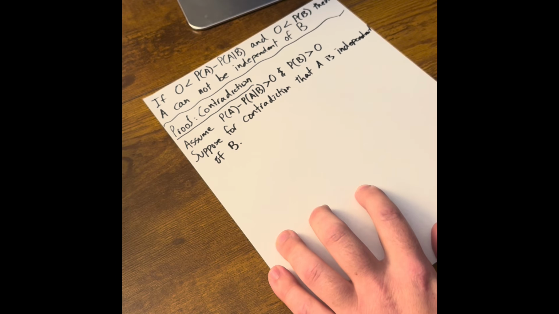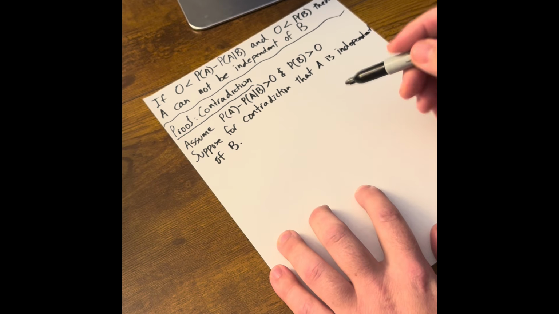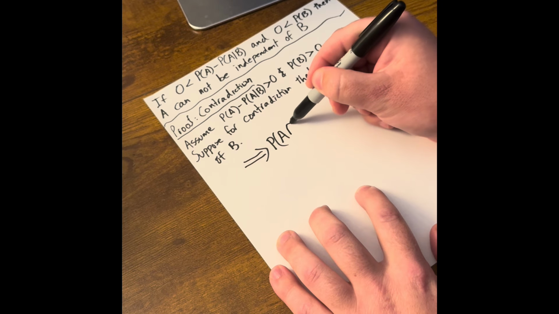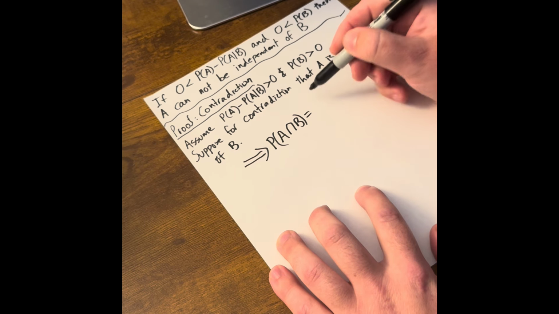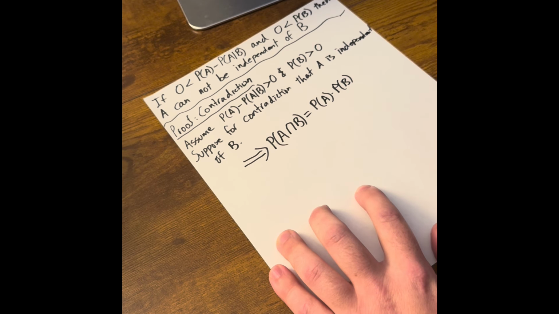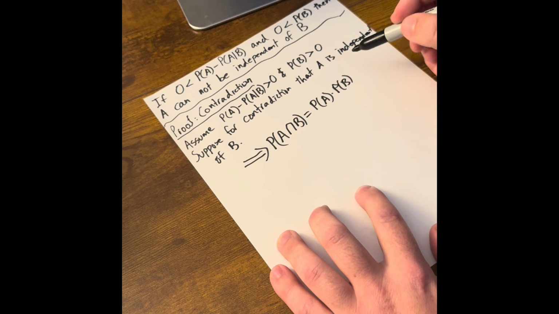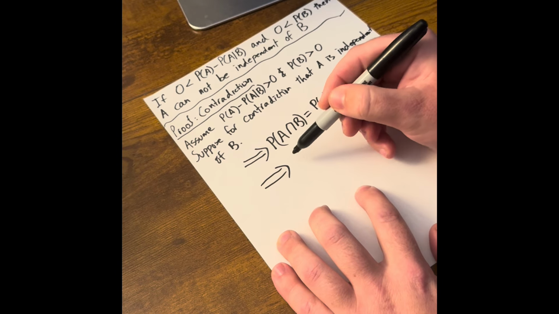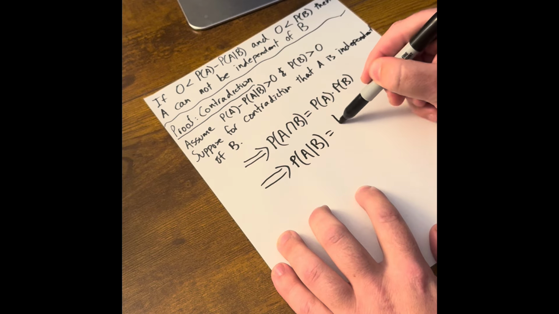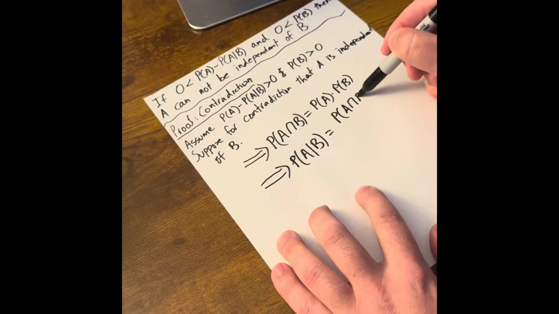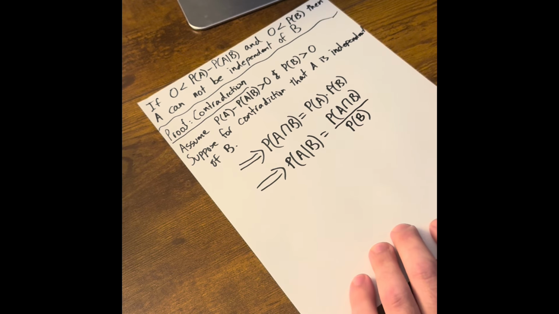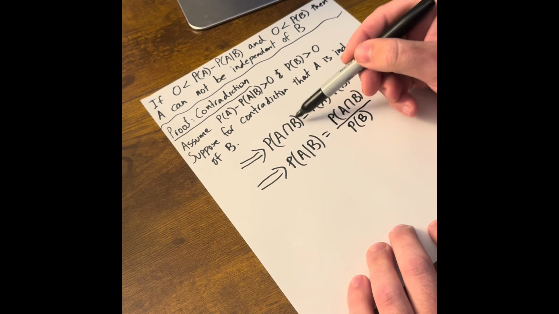Okay, so if A has its independence from B, that means that we have the probability of A intersect B equal to the probability of A times the probability of B. And since we also know that the probability of B is greater than 0, we know that the probability of A given B is equal to the probability of A intersect B over the probability of B. All right. So now we just use these two equations and put them together. So we put this into here.